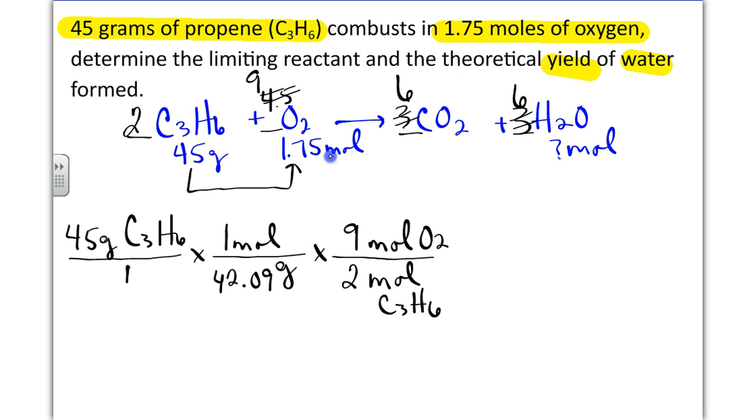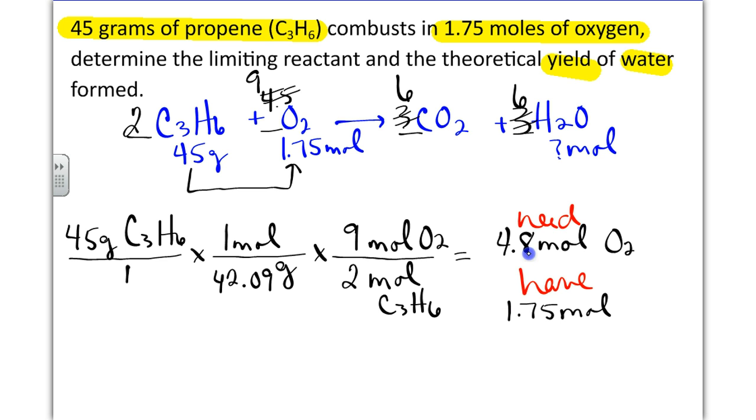Notice that they gave me the amount of oxygen in moles. So I'm going to stop at moles so that I can compare moles of oxygen of what I need to moles of oxygen of what I have. So when we do this math, we get 4.8 moles of oxygen. And again, that's how much we need of oxygen to react fully with the 45 grams of propene that we're given. How much oxygen do we have? We have to look at what we were given, and that's 1.75 moles.